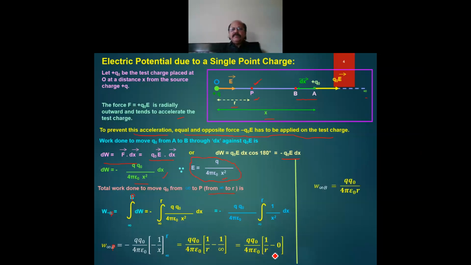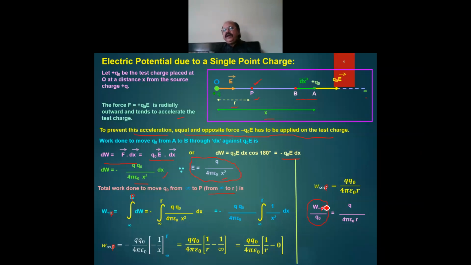Then it becomes W infinity P equal to q naught Q upon 4 pi epsilon naught r, and q naught you take here. So W infinity P upon q naught equal to Q upon 4 pi epsilon naught r. So what is this?